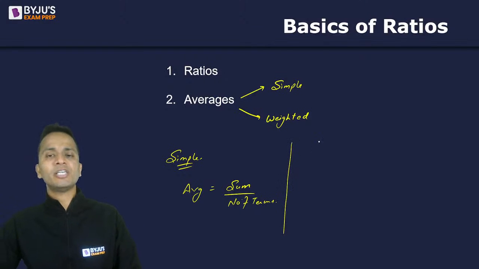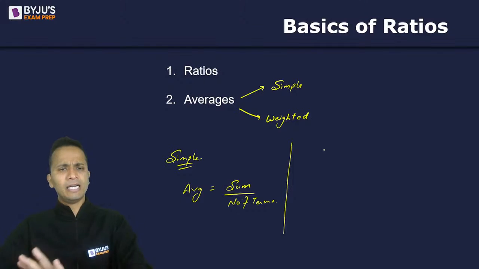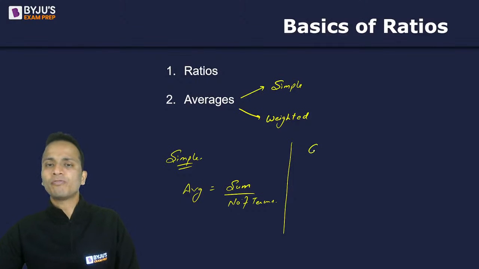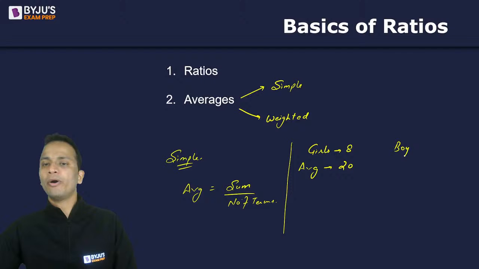Now weighted average is slightly a different thing. Now in weighted average, let's say, I'll take an example. So there is a group of girls. So the number of girls is 8 and their average marks in an examination is 20. All right. There is another group of boys and let's say there are 3 boys and their average marks in the same examination is 18.